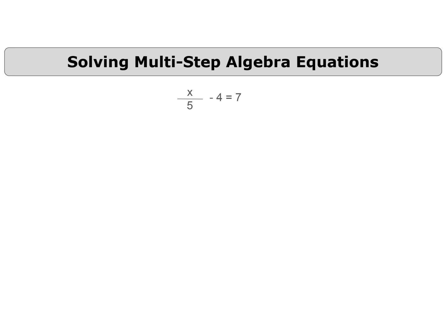Let's do a few more multi-step algebra equations. Here we have x divided by 5 minus 4 is equal to 7. We would want to add a 4 to both sides of the equation, and then we would get x over 5 is equal to 11. And then to get the x by itself, we would want to multiply both sides by 5, which would give us x is equal to 55.